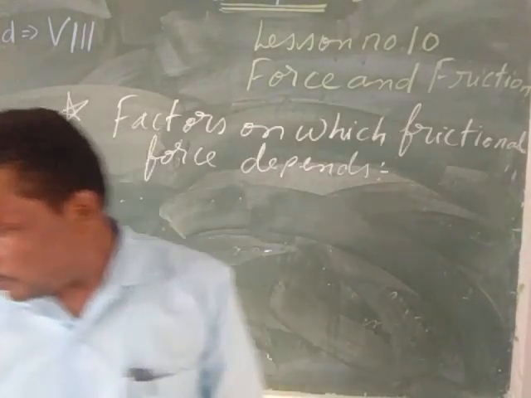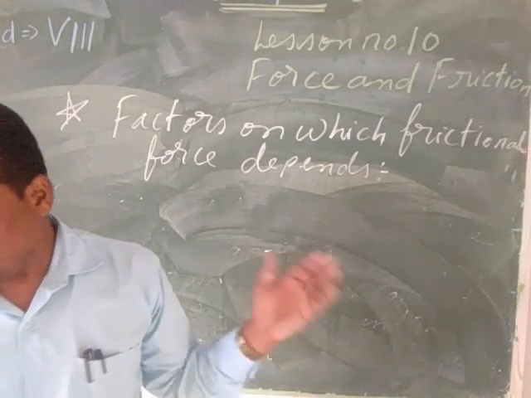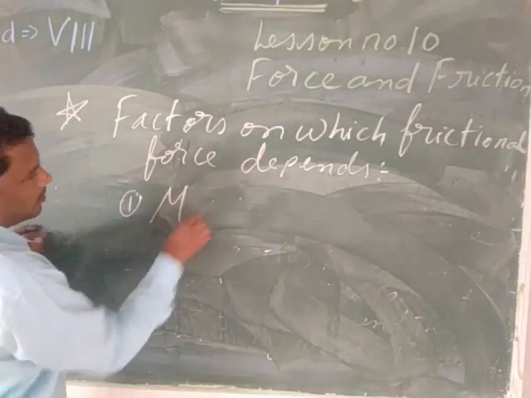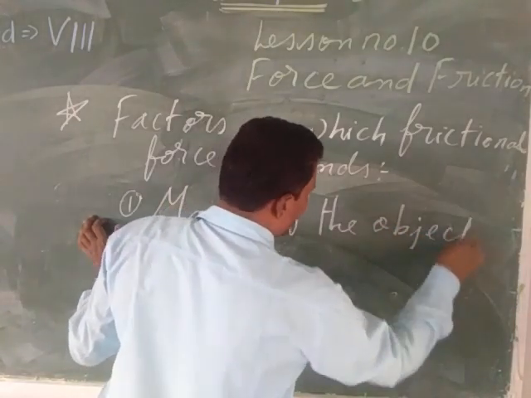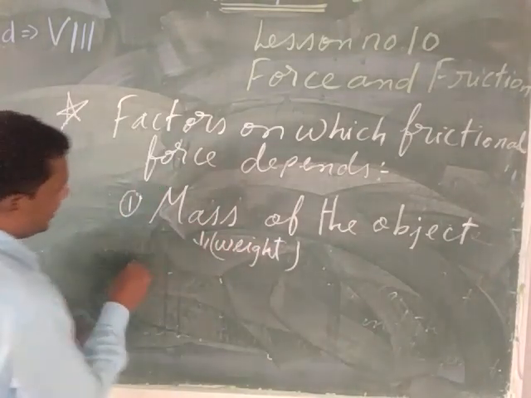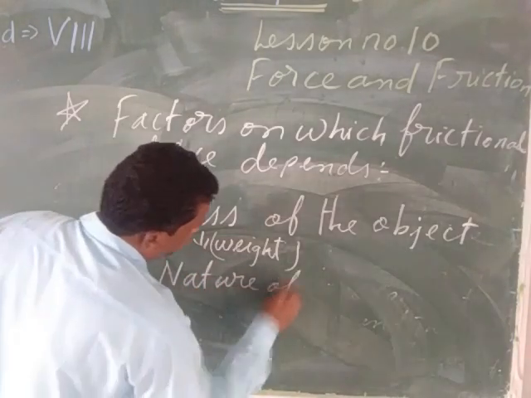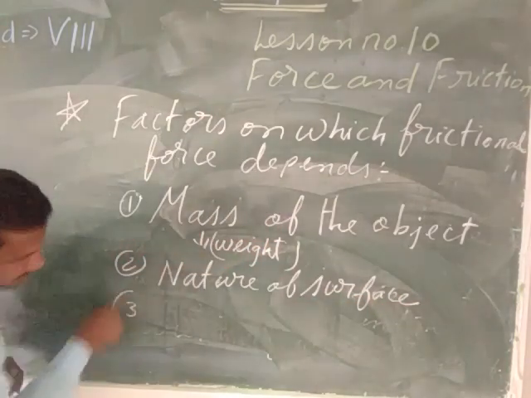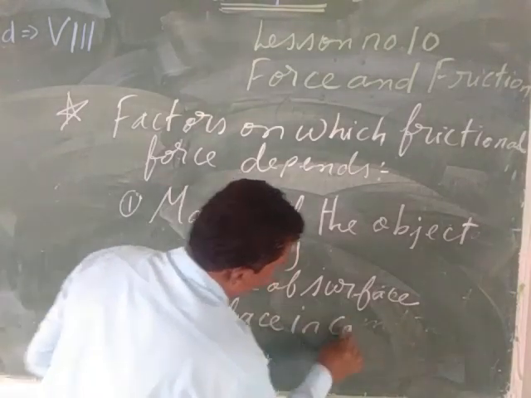Now let us see, my child, what are the various factors on which the frictional force depends. First one, mass of the object. Mass means weight, W-E-I-G-H-T. Second one, nature of surface. Then third one, my child, is surface in contact.